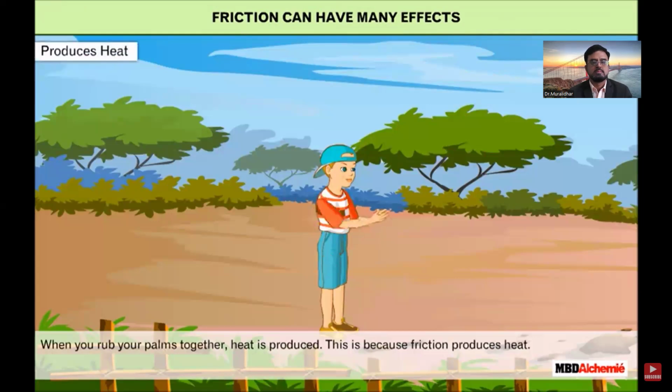Produces heat. When you rub your palms together, heat is produced. This is because friction produces heat.